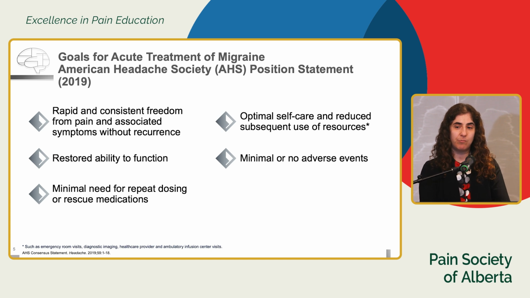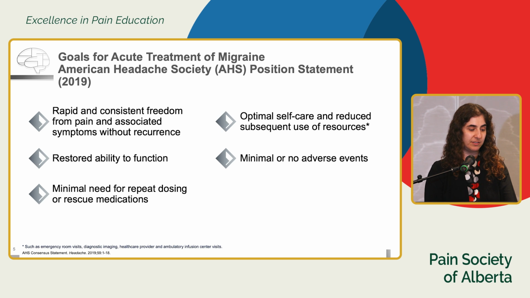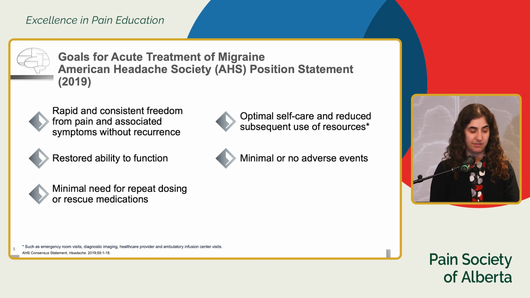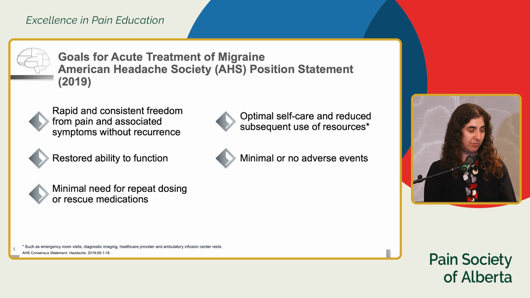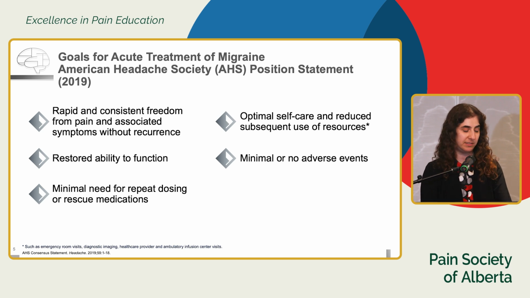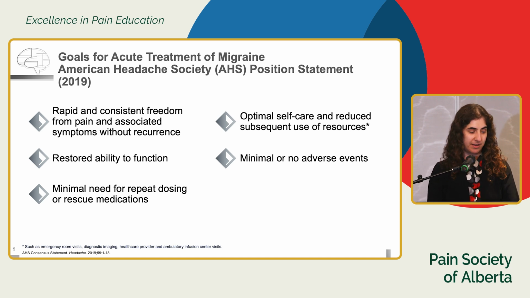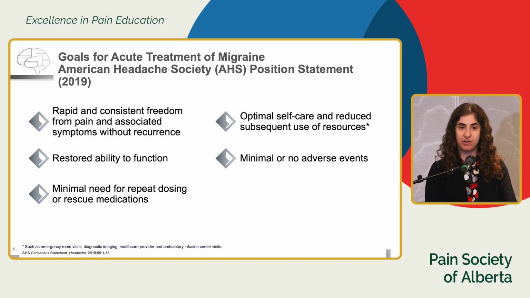So let's start with, what would be some of the goals of acute treatment of migraine? And this was the American Headache Society position statement, which still stands true. This was put together in 2019, but still holds true today. So what are some of the goals that patients have for their medications when we're talking about acute or symptomatic therapy specifically? So patients want rapid and consistent freedom from pain and associated symptoms without recurrence.